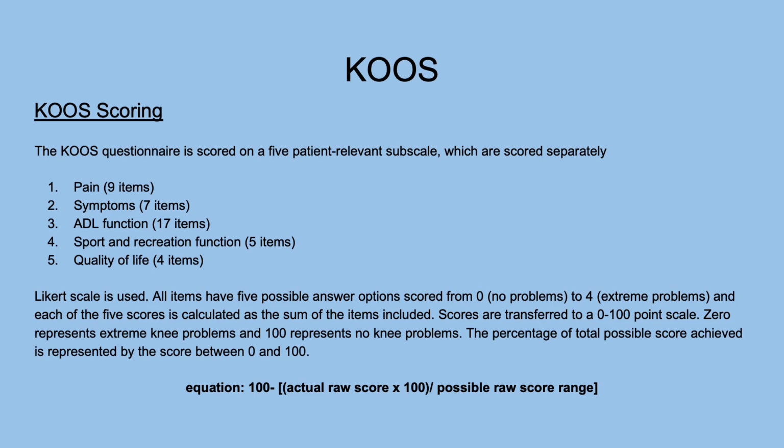The scores from each section are calculated as a sum and are transferred to a 0 to 100 point scale. The scores are transferred using the equation located at the bottom of this slide. Once in the 0 to 100 point scale, 0 represents extreme knee problems and 100 represents no knee problems. The percentage of the total possible score achieved is represented by the score between 0 and 100.